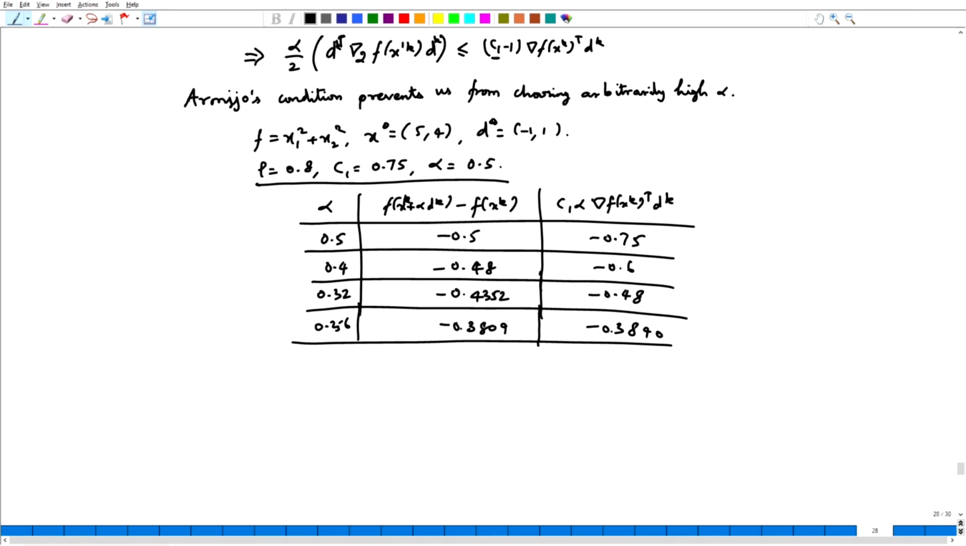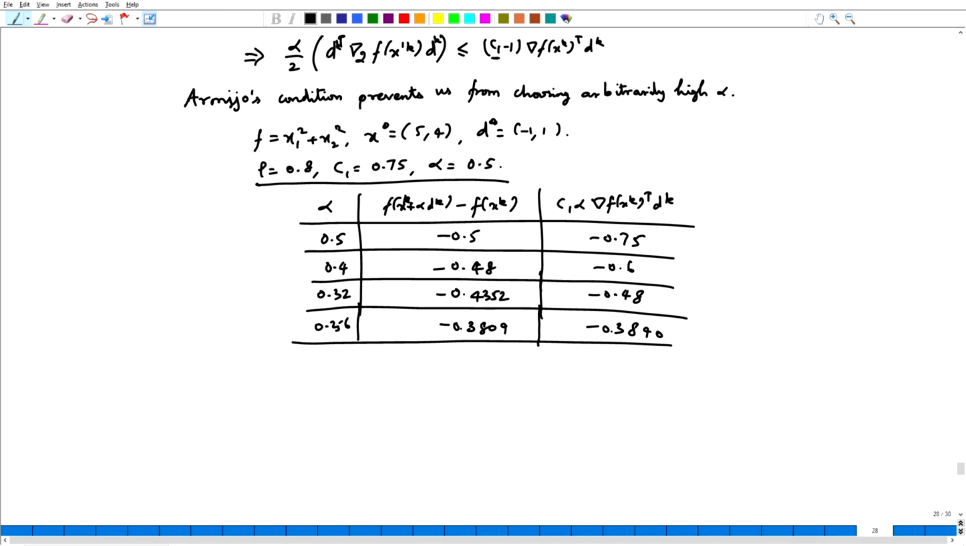Okay. So, yeah, initially when you had alpha equal to 0.5, the Armijo's condition was not satisfied because the left hand side is minus 0.5 and the right hand side is minus 0.75. So, minus 0.5 is greater than minus 0.75, right, it is not less than or equal to.